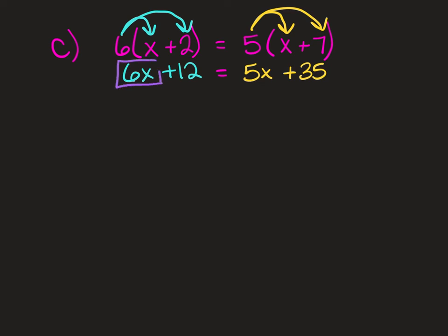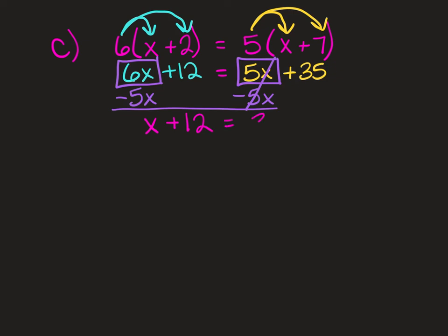So now we have a term that includes a variable on both sides of the equation, so I'm going to get rid of one of them. I'm going to get rid of this positive 5x. Notice that these terms were not the same, so when I subtract 5x from the right side, they cancel out. But on the left side, I still have an x term. 6x minus 5x is just 1x. And I bring everything else down.